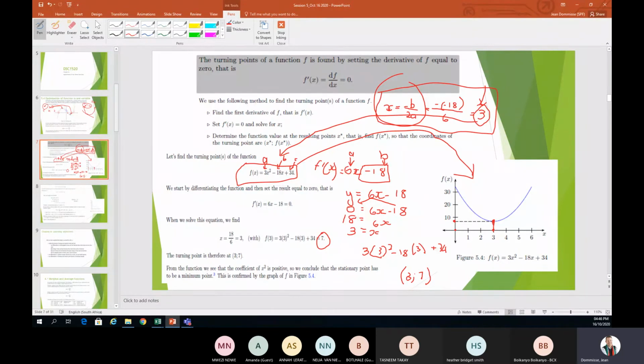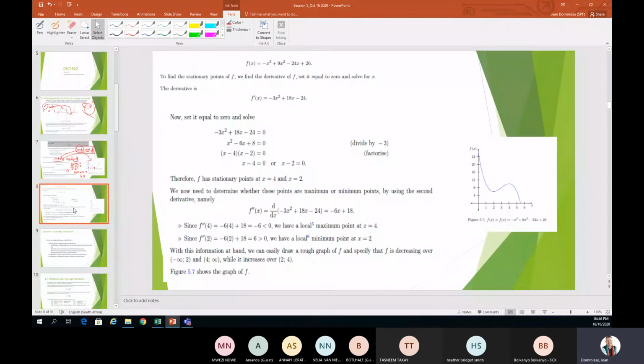Okay, and I think the next one, we'll go straight into a more difficult one. Now it's quite interesting, and interesting always means difficult. So now you suddenly have a turning point and another turning point.